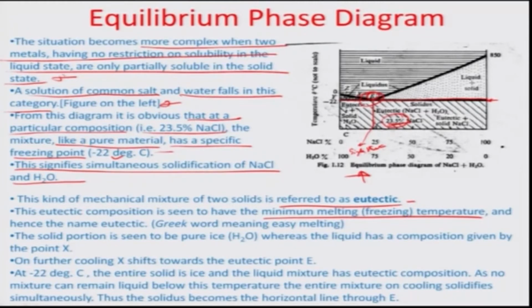So, the solid portion, let us say at the point x, which is towards the left of the eutectic point, is again going to be solid beyond minus 22 degrees Celsius, right. So, if this particular liquid here at the point x wants to be completely solidified, it has to come towards the eutectic point, or eutectic temperature. So, at minus 22 degrees Celsius, the entire solid is ice, and the liquid mixture has eutectic composition.